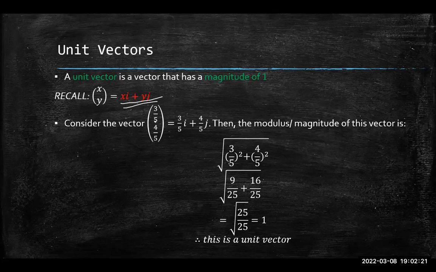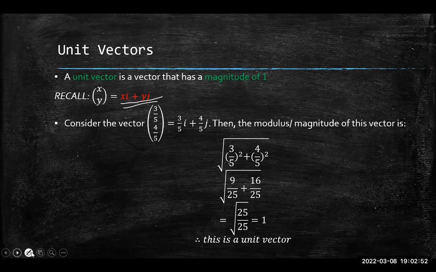So if I gave you this column vector, 3/5 and 4/5, it can be represented as 3/5 i hat plus 4/5 j hat. And like I said, a unit vector is one that has a magnitude of 1. So if this vector that they gave me has a magnitude of 1, that means that it's a unit vector. That's it, right?